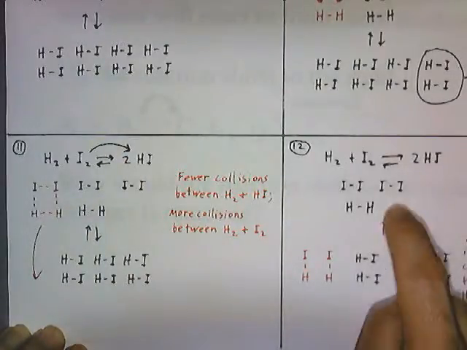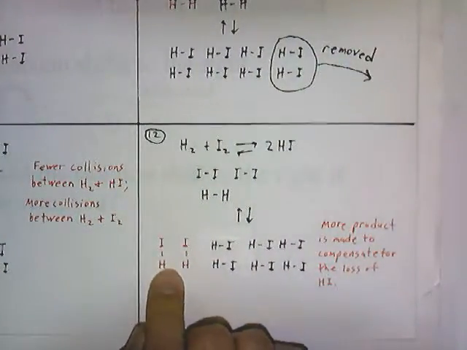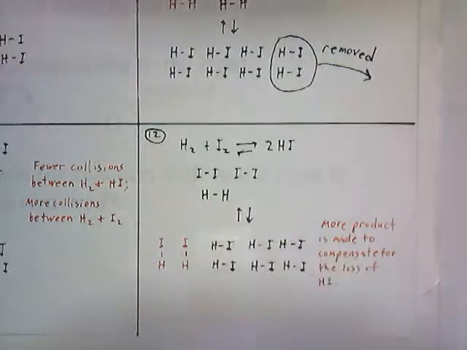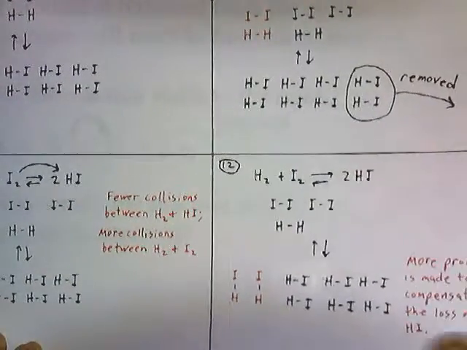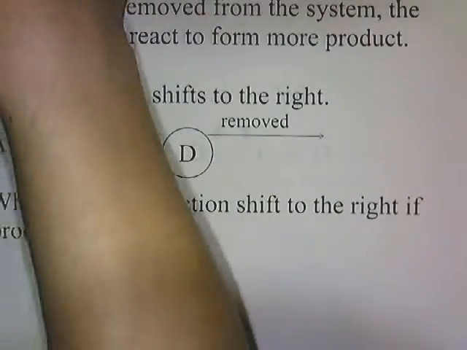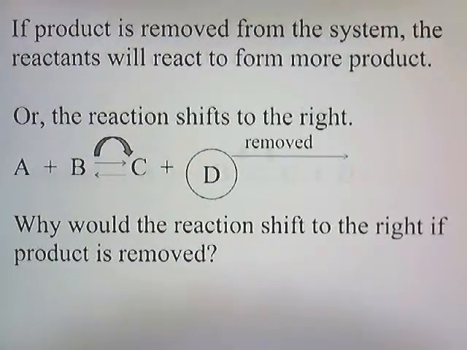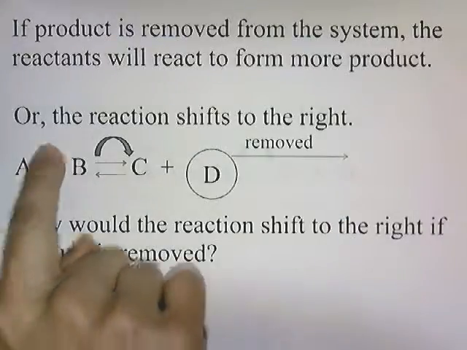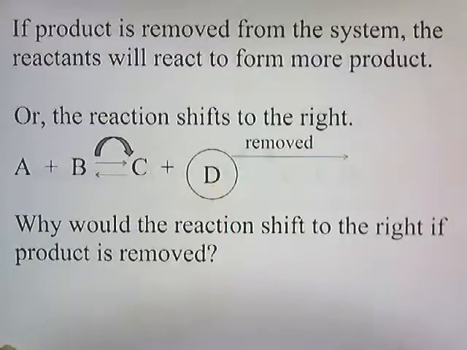All right, and then picture number 12 shows that the HI has been replaced, but there's less hydrogen and there's less iodine. All right, so let's sort of summarize what we found here. If product is removed from the system, the reactants will react to form more product, or the reaction shifts to the right. So if you remove product, the equilibrium will shift in this direction, and more product will be made to compensate for the loss of product.